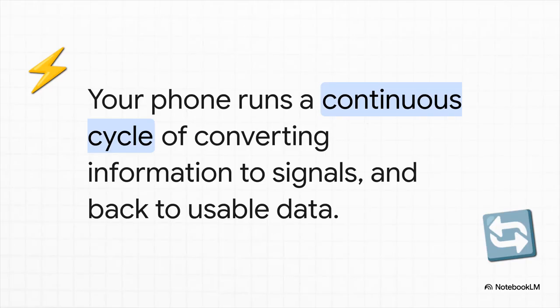So simply put, your phone is constantly running this invisible, lightning-fast loop. It's a continuous cycle, converting your physical information into digital signals, blasting those signals out via radio waves, and then instantly translating any incoming signals back into the sounds, images, or data that we can actually interact with. That is the absolute core mechanic of mobile communication.